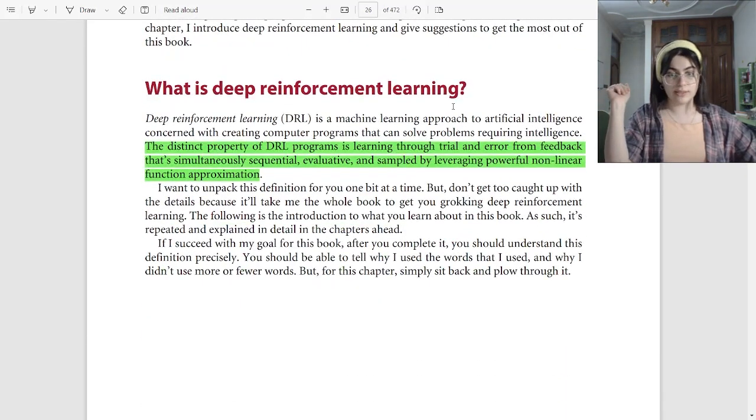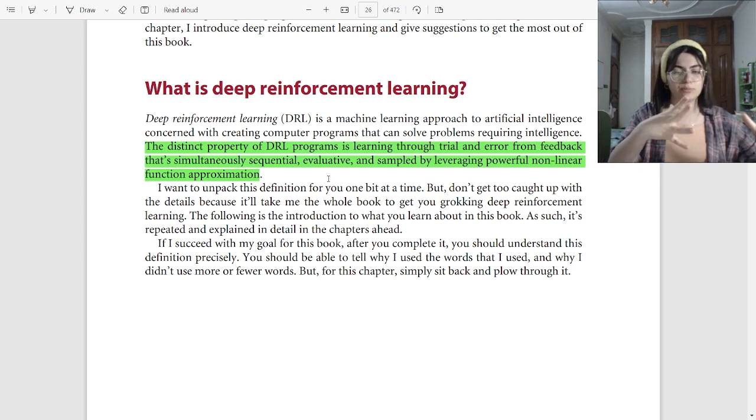So what is deep reinforcement learning? It mentions that deep reinforcement learning, or DRL, is a machine learning approach to artificial intelligence. And it mentions that the distinct property of DRL programs is learning through trial and error feedback that's simultaneously sequential, evaluative, and sampled by leveraging powerful nonlinear function approximation. So pay attention to these three words: sequential, evaluative, and sampled. These three words will come in handy later in the book, and it will explain what the author means by sequential, evaluative, and sampled.